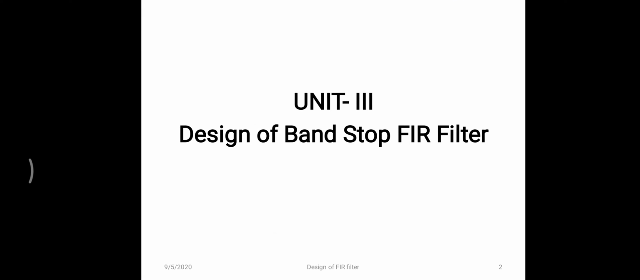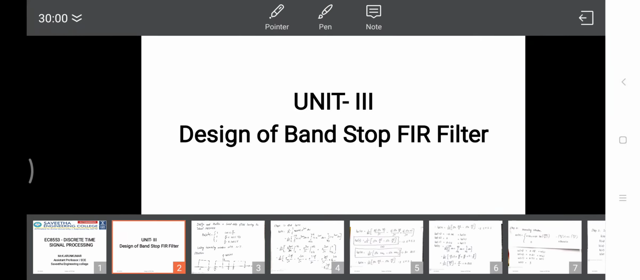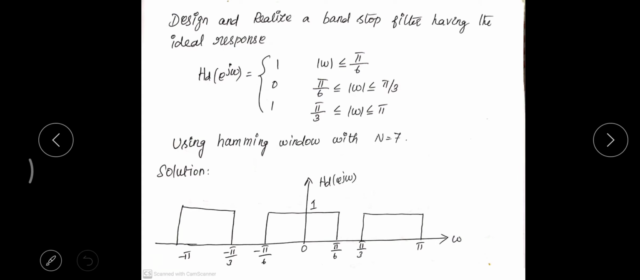This lecture is about the design of a bandstop FIR filter using the windowing method. So, what do we mean by a bandstop filter? It is nothing but a filter where a range of frequencies will be blocked. The frequencies lesser than the cutoff frequency 1 will be allowed, and those greater than the cutoff frequency 2 will also be allowed. Frequencies between omega c1 and omega c2 will not be allowed.